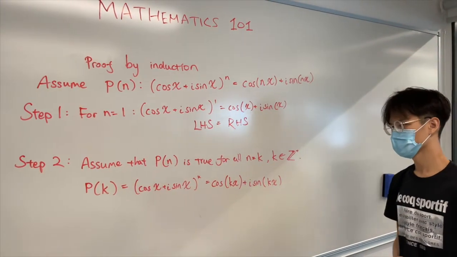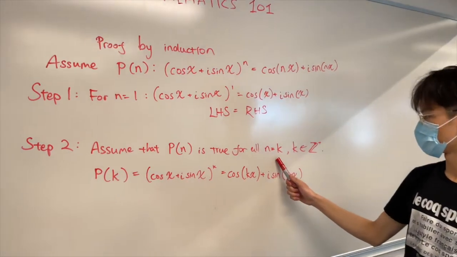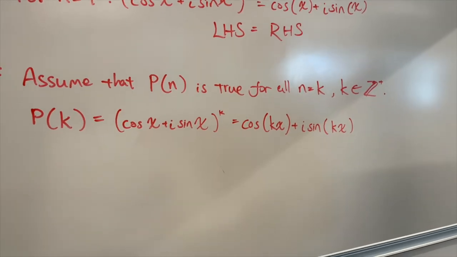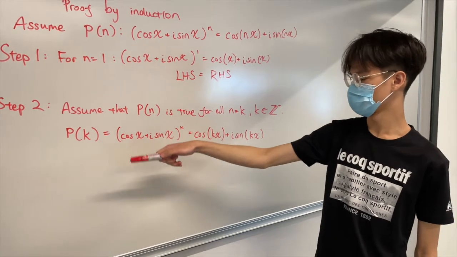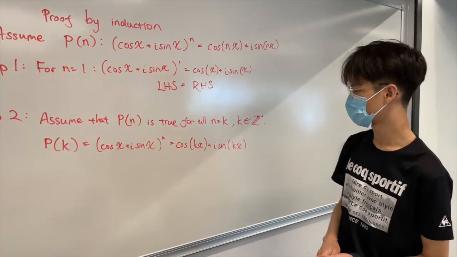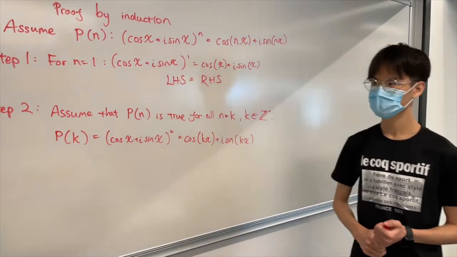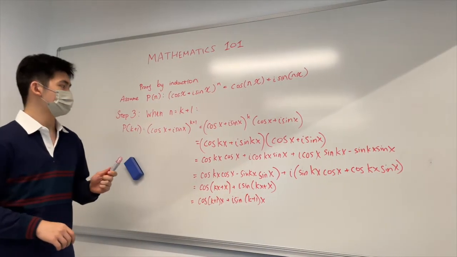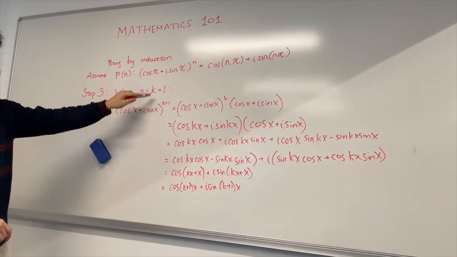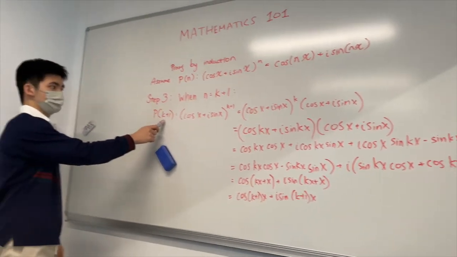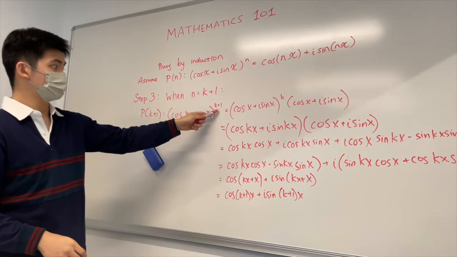Now for the second step, we're going to assume that P of n is true for n equals k, with k being an integer. So for P of k, cosine x plus i sine x, all to the power of k, is assumed to be true, and assumed to be equal to cosine kx plus i sine kx. To continue from what Isaac said, this is step 3, and then we assume that n equals k plus 1. So we plug k plus 1 into where n was, P of k plus 1, and we switch out the n for k plus 1.